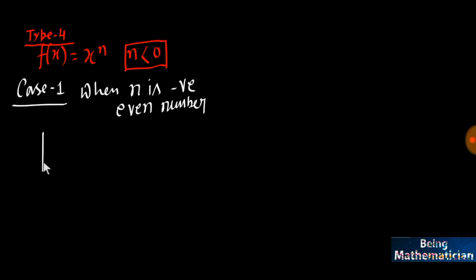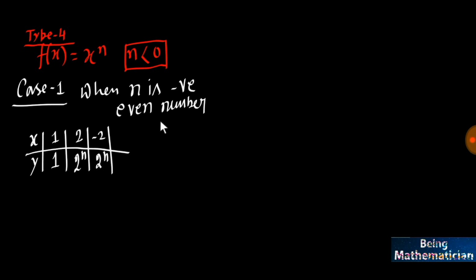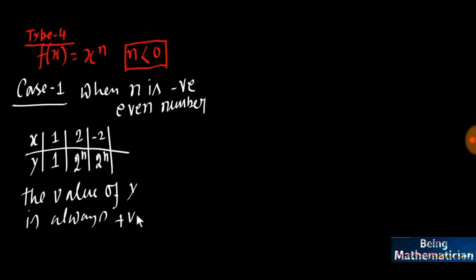So let's make a table of this function. When x is 1, then y is also 1. When x is 2, then y is 2 to the power n. When x is minus 2, then y is 2 to the power n, since n is an even number. Now we observe that the value of y is always positive, whether the value of x is positive or negative.